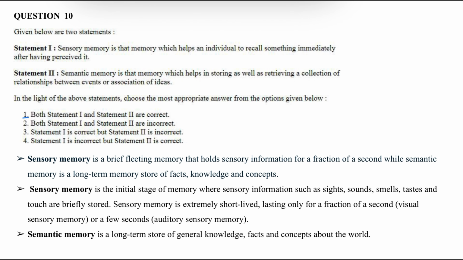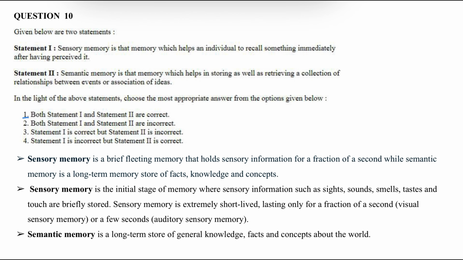Question number 10. Given below are two statements. Statement 1. Sensory memory is that memory which helps an individual to recall something immediately after having perceived it. Statement 2. Semantic memory is that memory which helps in storing as well as retrieving a collection of relationships between events or association of ideas. In the light of the above statements, choose the most appropriate answer from the options given below.